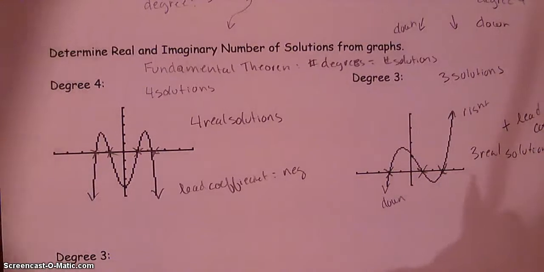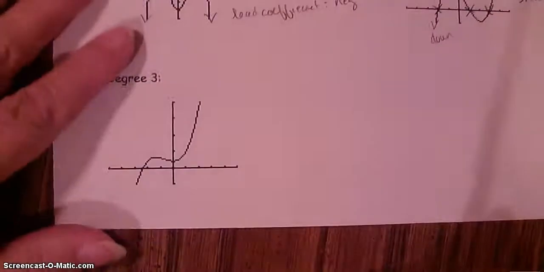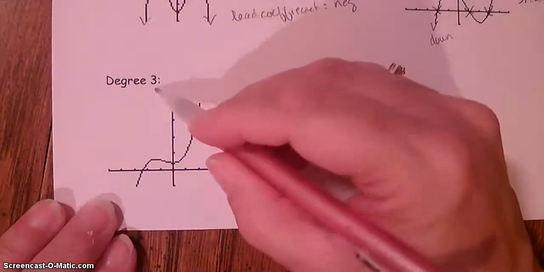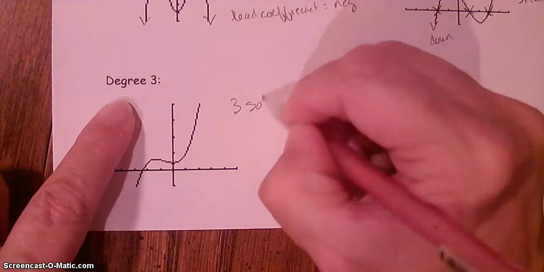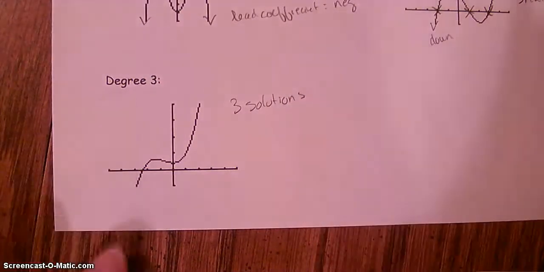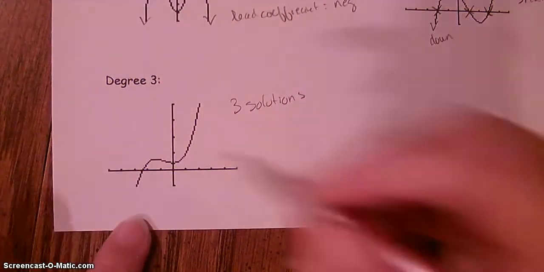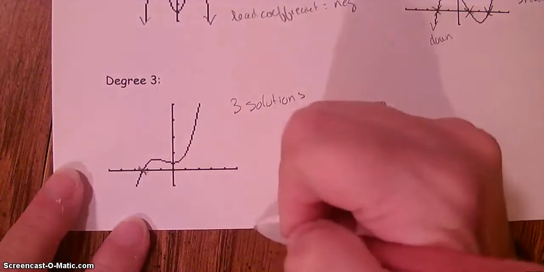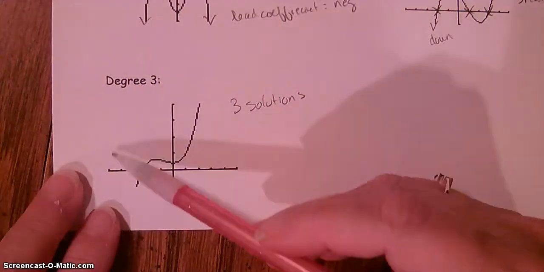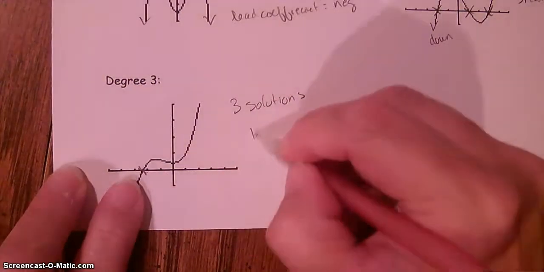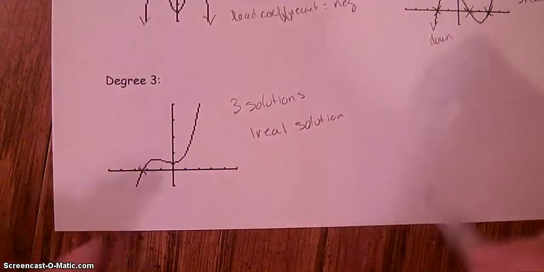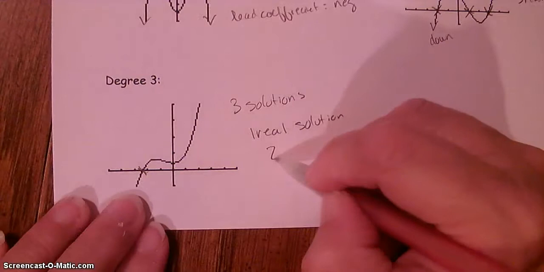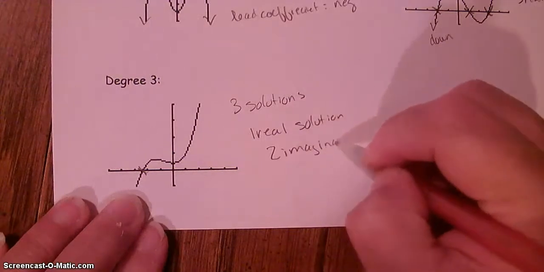Our last example we're going to look at here is another third degree. So I know from the fundamental theorem that I have a degree of 3 and I need 3 solutions. Let's count how many times we cross the x-axis. I'm only crossing 1 time here. That tells me I have 1 real solution, but I need 3 solutions. So that tells me I can't see them, and there are 2 imaginary solutions.